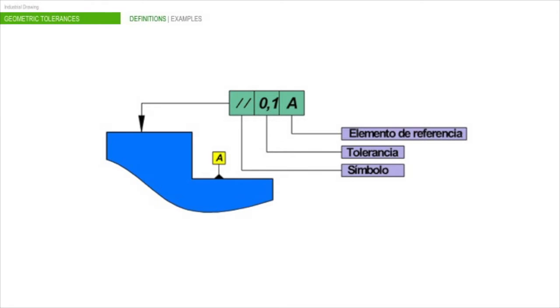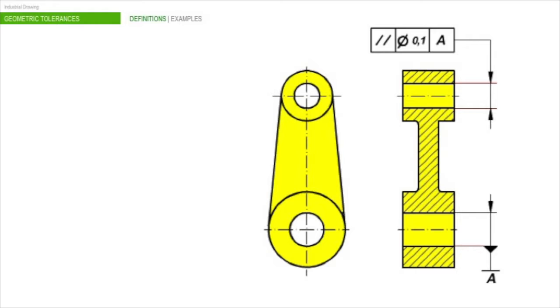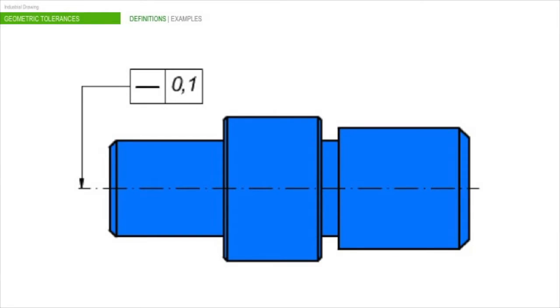Before that, we look at the other part of the indication, which is the arrow. If the arrow is pointing at the surface, it indicates that that surface is the reference one. If the arrow is an extension of the dimension line, it will indicate the axis or symmetry plane. Finally, if the arrow of the frame is pointing at the axis, it means that the tolerance for all the elements is related to that axis.